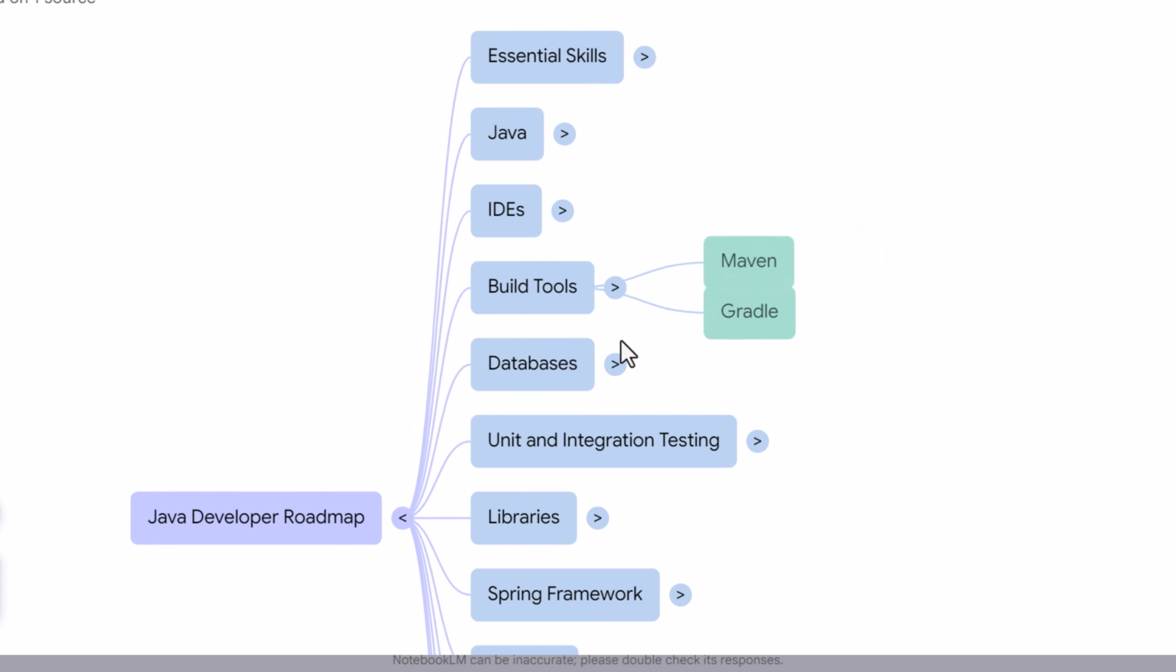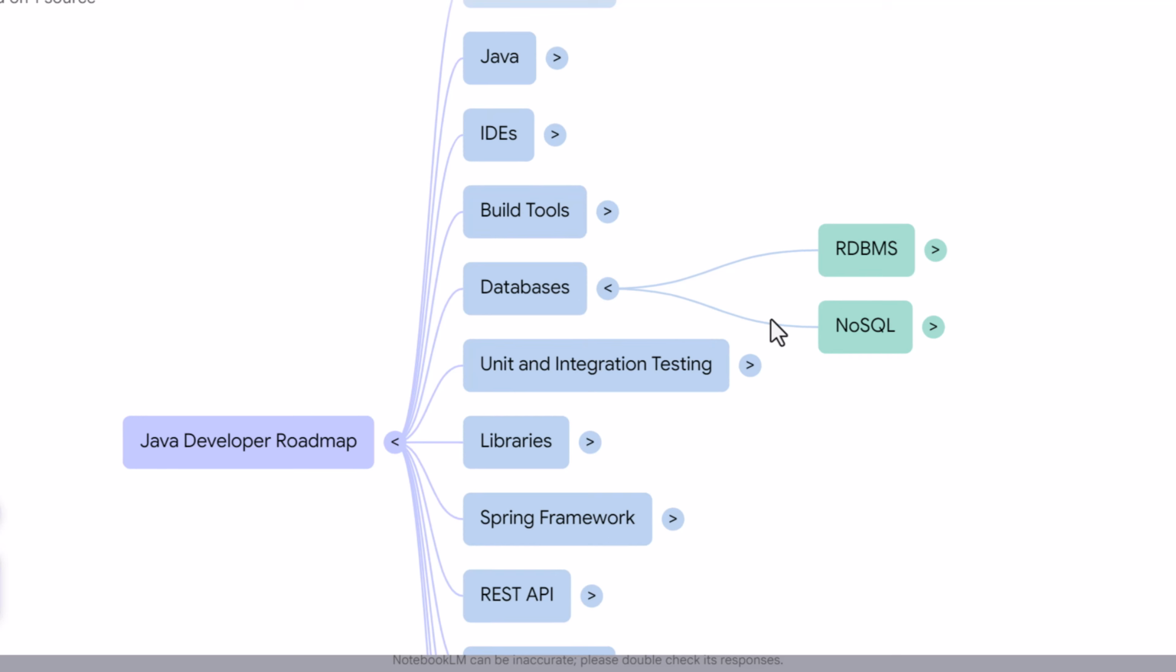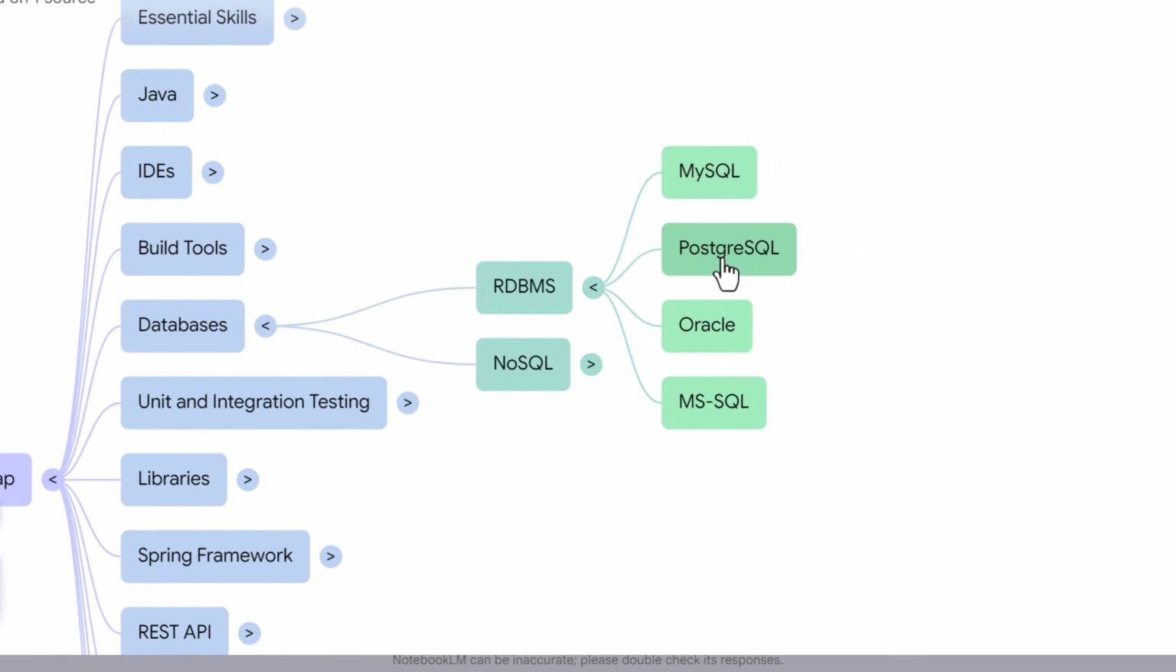Next, databases, the real backbone of applications. You explore RDBMS systems like MySQL, PostgreSQL, Oracle, and SQL Server. These systems power most enterprise applications. You learn how to write queries, optimize performance, and design schemas.